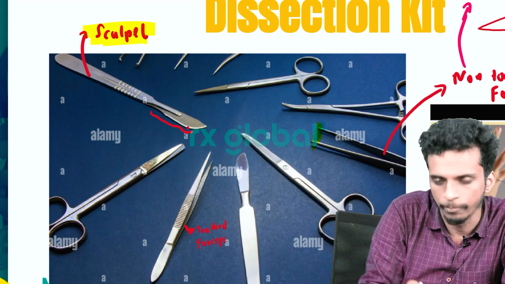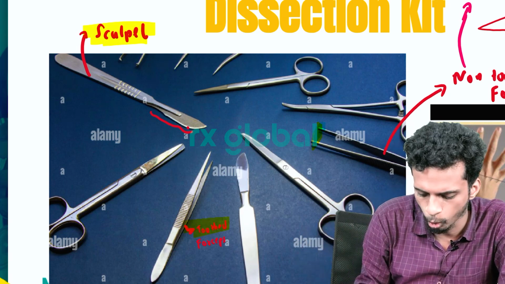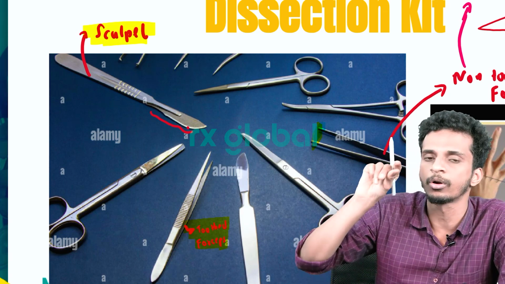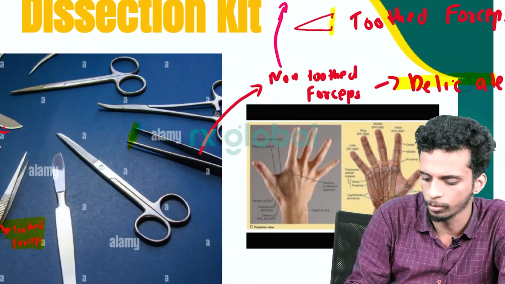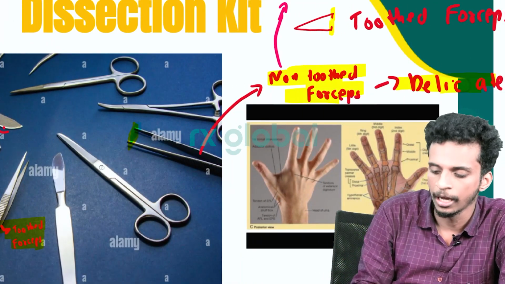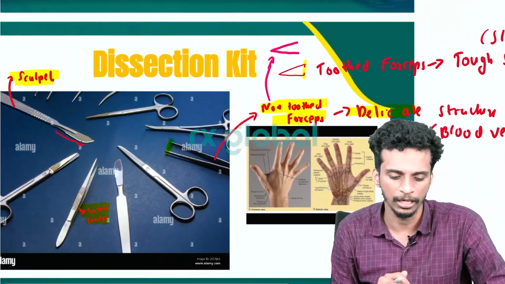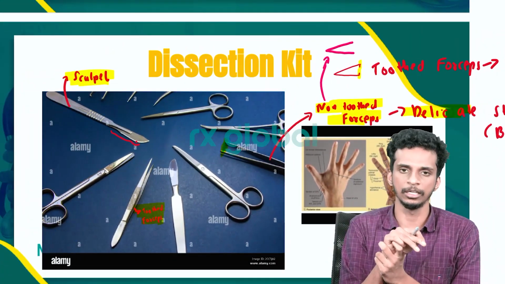One is a scalpel to make incisions. The second one is a toothed forceps. Toothed forceps is for holding tough structures. And the third one is a non-toothed forceps. Non-toothed forceps is for holding a delicate structure. So these are the three essential things in a dissection kit.